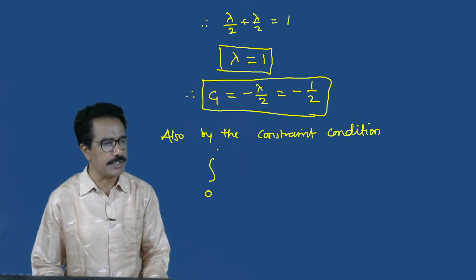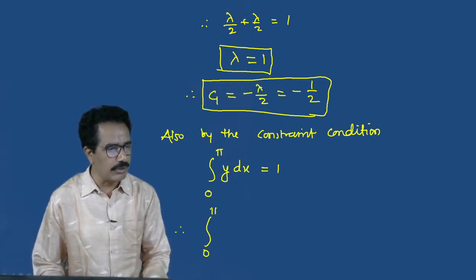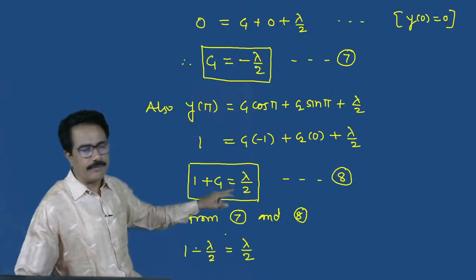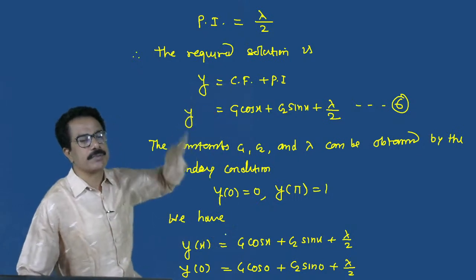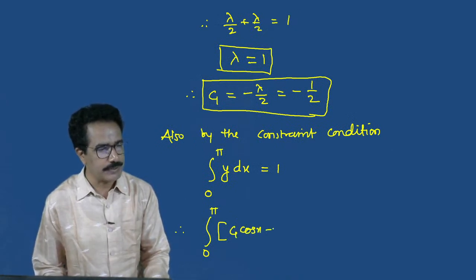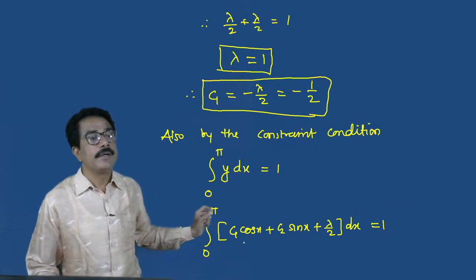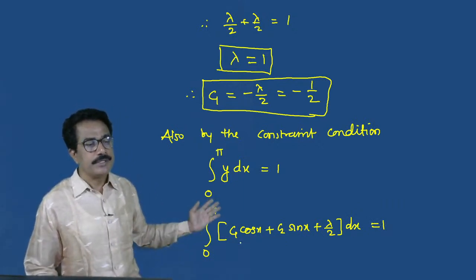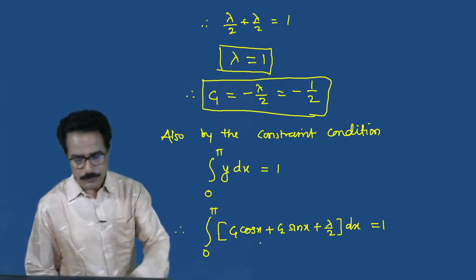The given condition is integral from 0 to pi y dx is equals to 1. Put the value of y. We have calculated the value of y. What is that value of y? y means c1 cos x plus c2 sin x plus lambda by 2. Integral of c1 cos x plus c2 sin x plus lambda by 2, bracket close dx, which is equals to 1. Now we know the value of c1 is minus 1 by 2, c2 is unknown and lambda is 1. So put these values.